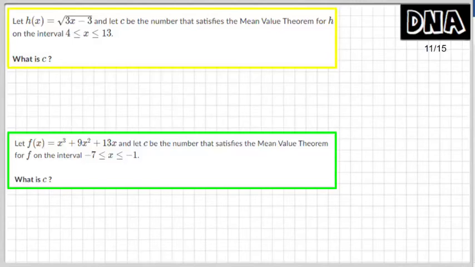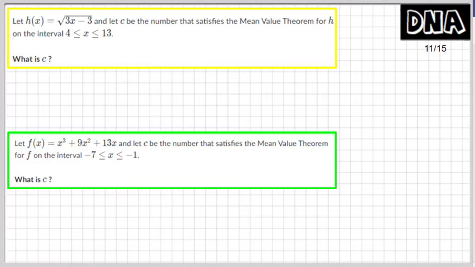The most missed problem on the quizzes that you guys practice is that yellow one right there and then the green one. Okay, so here we go. Let's do them. For that yellow one right there, it defines H. It says let C be a number that satisfies the mean value theorem. Now, if you want to find a number that satisfies the mean value theorem, what you're looking for is the C that has the tangent line that is parallel to the secant line.